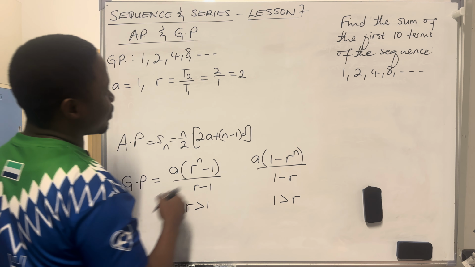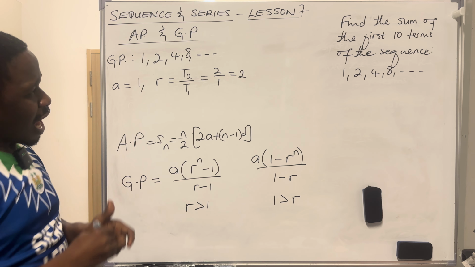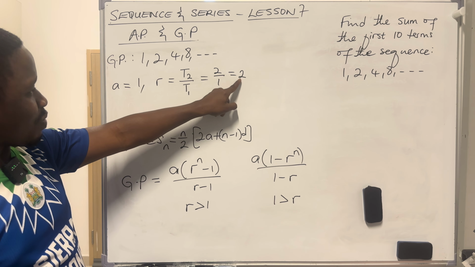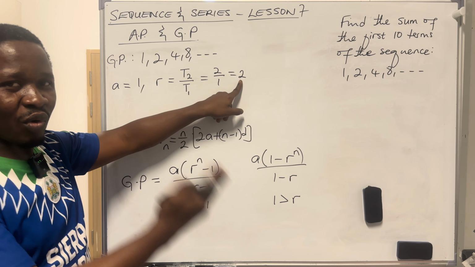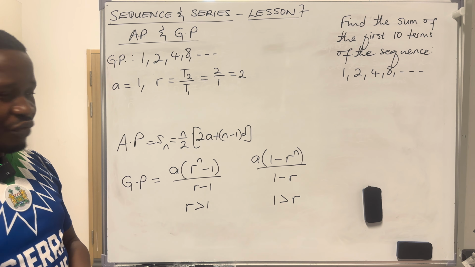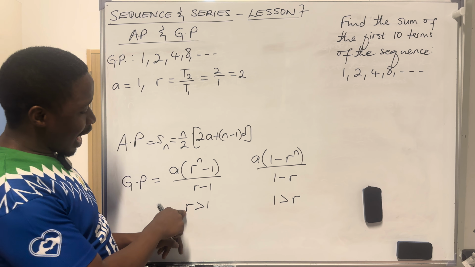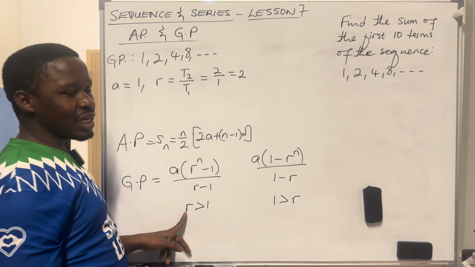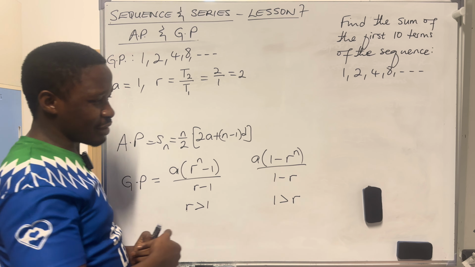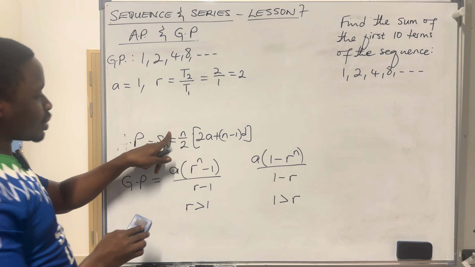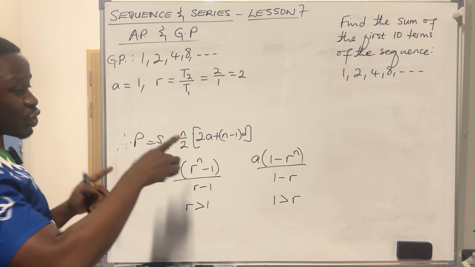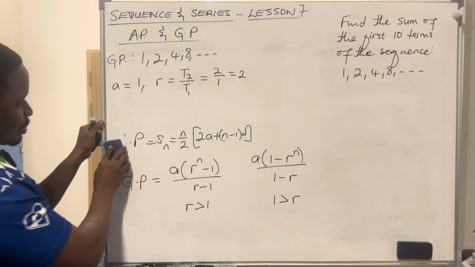This is our r. How do we compare it with 1? Is it greater than 1 or less than 1? 2 is our r, and it is greater than 1. So it's obvious that we are using the formula where r is greater than 1. You need to find a way to master the formula. We don't use the AP formula because this is a GP. GP has 2 formulas for sum, but AP has only 1.